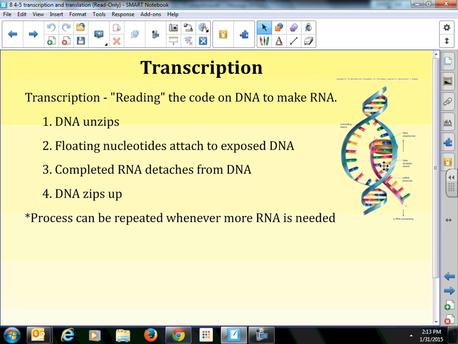The enzyme will actually detach it from the DNA molecule, and then the DNA is free to zip itself back up. And this process can be repeated whenever more RNA is needed, whenever more proteins need to be made out in the cytoplasm. It'll simply unzip that gene again, make another copy of RNA, and send it back out to the cytoplasm. And so the DNA is kind of like a book that can be read over and over again. The RNA is like a working copy that when it's done, it's actually destroyed and thrown away.